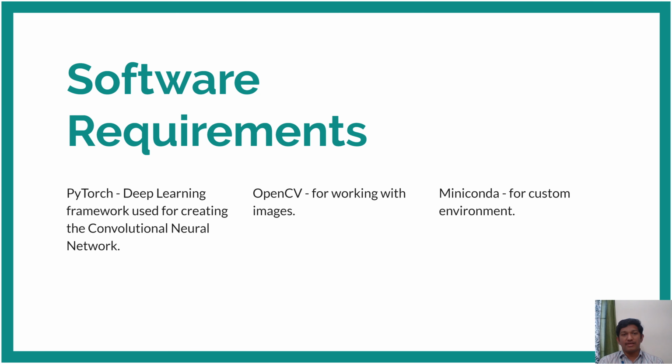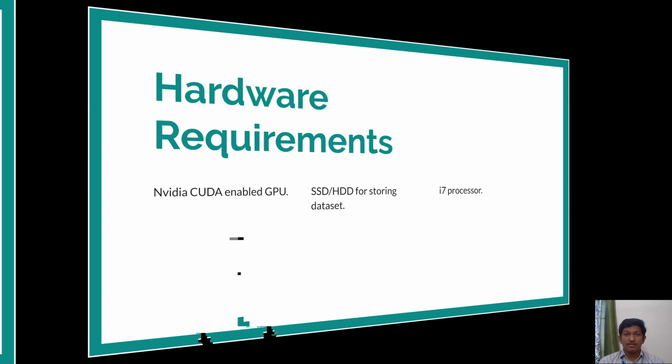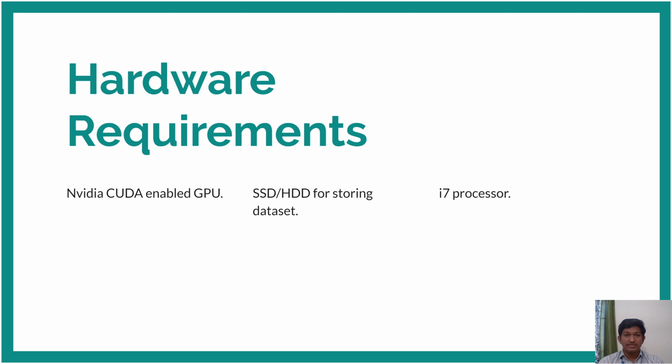So, the system requirements. Software requirements: we use PyTorch as our deep learning framework. We used it not only for the convolutional neural network, we did all the work in PyTorch. And we used OpenCV for working with images. We used Miniconda for having custom environments.